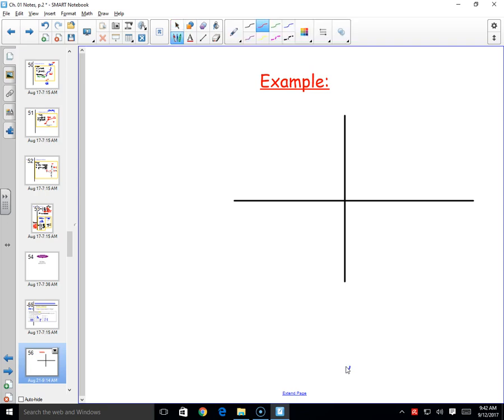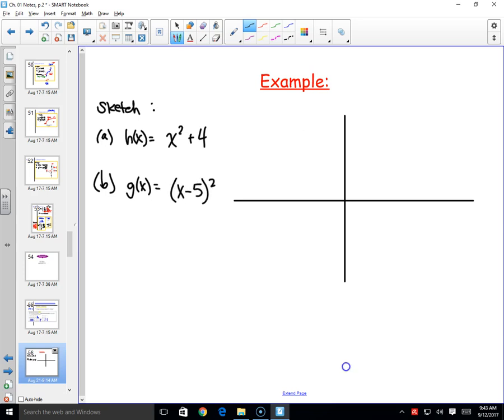Go to the transform function. If I was to give you the directions of sketch by hand, not using a graphing calculator, the following, and let's do a couple of them. If I was to do h of x equals x squared plus 4, and then g of x equals (x minus 5) squared. I'll make them green just so that they're color-coded.